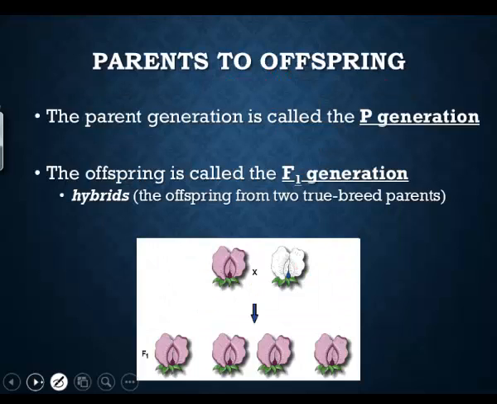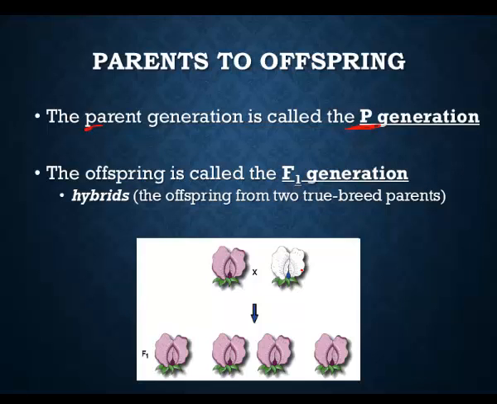So, parents to offspring. So this is kind of the way that we label our genetics and how Mendel's experiments work. So pay close attention, because we will be reperforming this in our own lab. And it's really not that complicated once you get a good look at it. So the parent generation is called the P generation. Makes sense? Parent, P generation. So that's really our first generation.